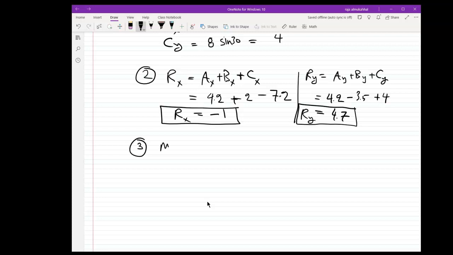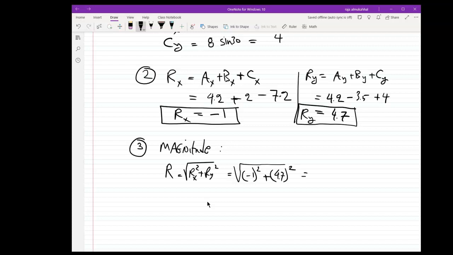Now, step number three, I hope you already have written the recipe. You want to find the magnitude. And how do you find the magnitude? It's a Pythagorean. R equals the square root of R sub x squared plus R sub y squared. That's equal to the square root of negative 1 squared plus 4.7 squared. Let me calculate that. 4.7 squared plus 1, and then the square root of the answer is 4.8 roughly. So the magnitude is 4.8.